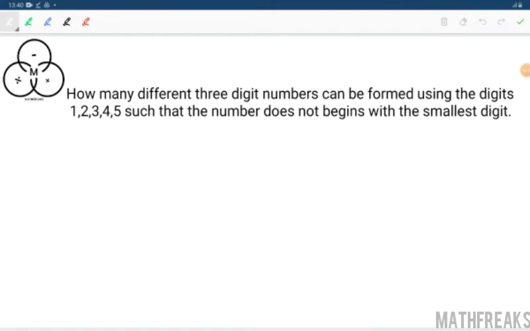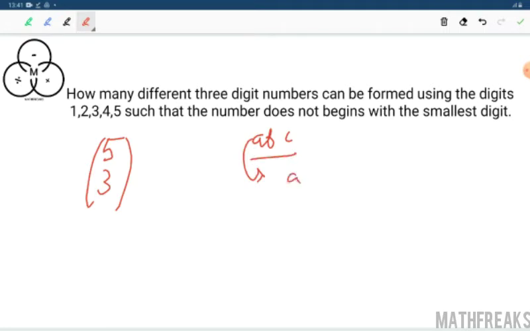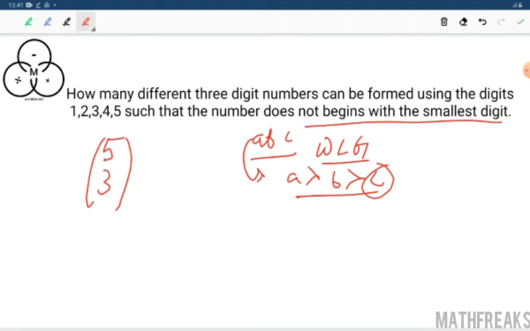How many different 3-digit numbers can be formed using the digits 1, 2, 3, 4, 5 such that the number does not begin with the smallest digit? First of all, let us choose 3 numbers, then we will arrange them. We have 5 choose 3. Now suppose the 3 numbers are A, B and C. Without loss of generality, they should be like that: A greater than B, greater than C. Now one number is smallest. It is given that the number does not begin with the smallest digit.